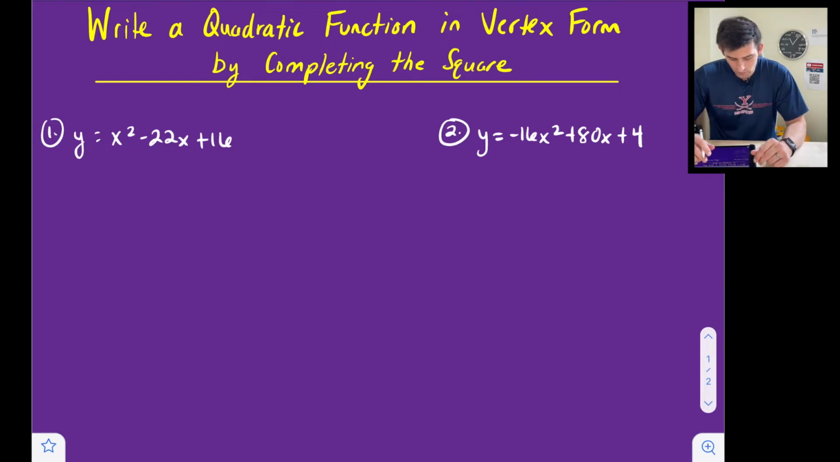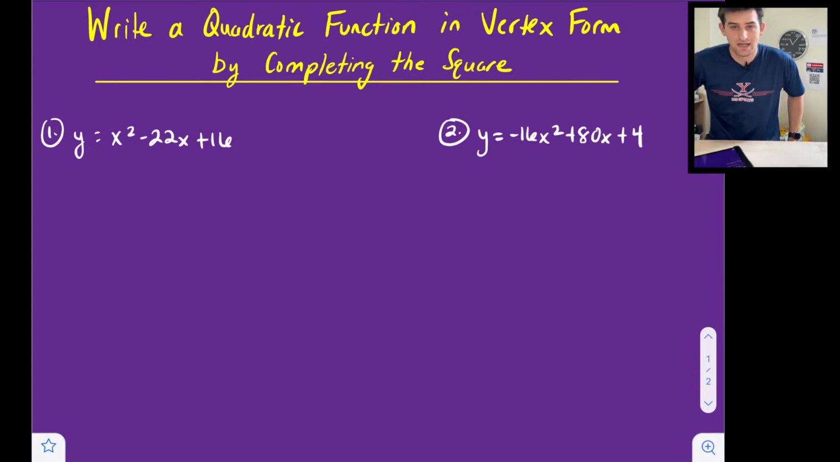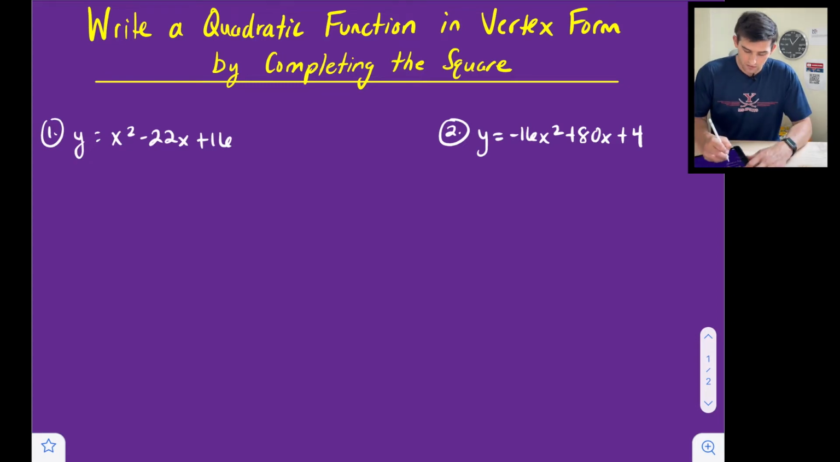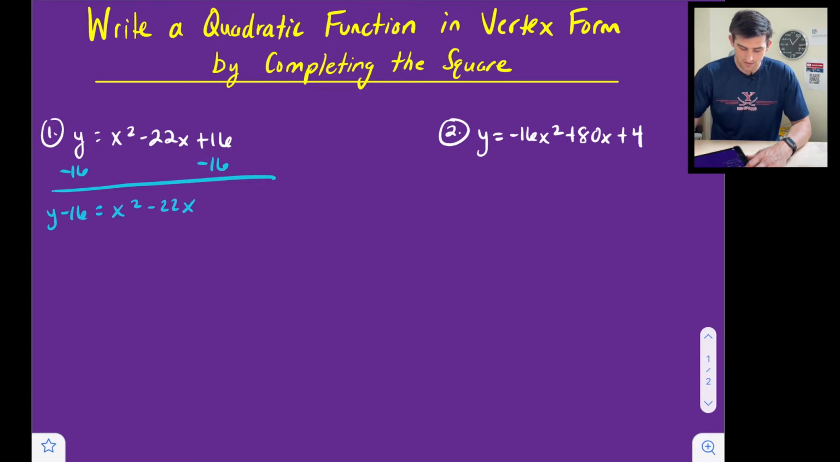So for number one, we have y equals x squared minus 22x plus 16. If you remember about completing the square, we need this to just be x squared plus bx, or in this case, x squared minus bx. So let's start off by subtracting 16 from both sides. Now we have y minus 16 is equal to x squared minus 22x. At this point we are ready to complete the square.